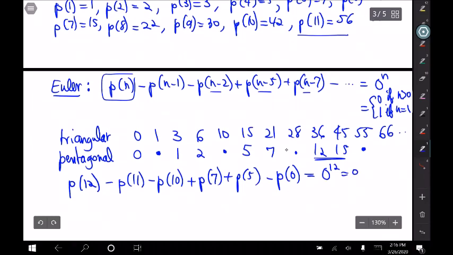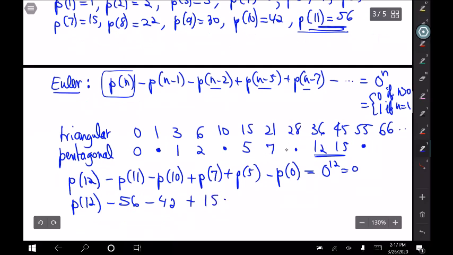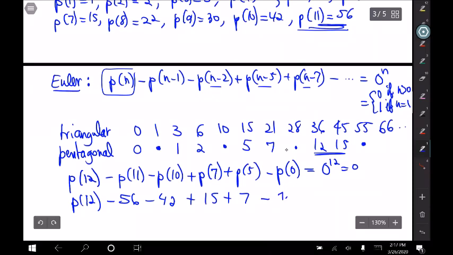If you just plug in all the values, P11 is 56, just like the list that we just did here. P10 is 42. P7 was, oops, I can't see from the chat box here. Okay, yeah, there you go. So let me move away the chat box. P7 is 15, that's right. P5 was 7, minus P0 is a 1, and that's it. This is supposed to be equal to 0. So if you solve it for 12, that should come out as 77. Yes. Okay, so this one is almost magic, right?